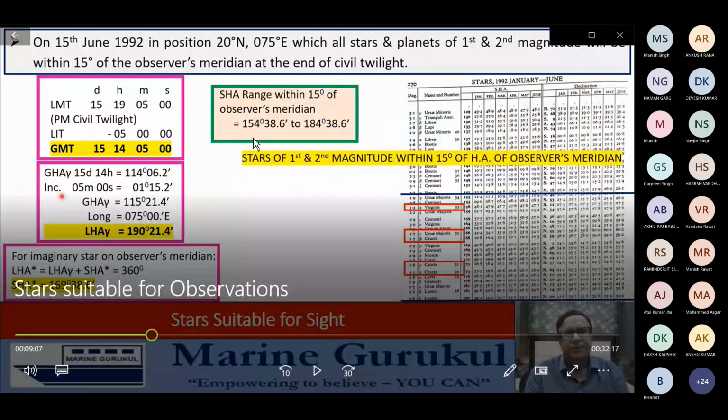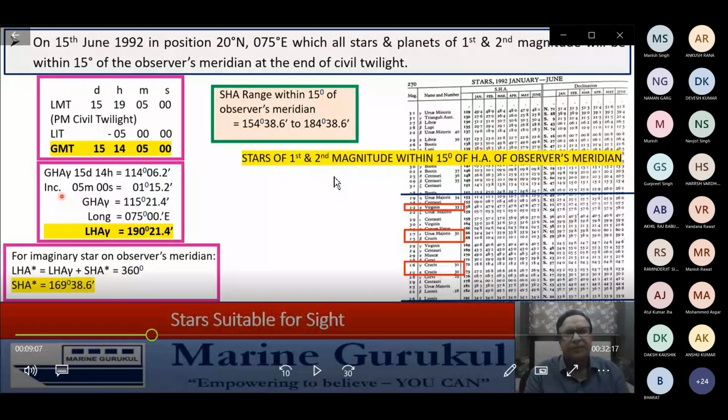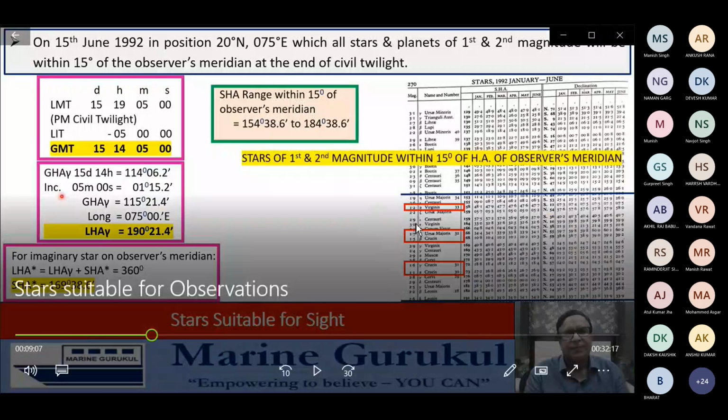Okay, so beta, once we have this range known to us, we now go to the table on page 268. That table lists down the stars in increasing order of SHA. So you can open up that table and you can see 154 onwards up to 184. What are the first and second magnitude stars? We know first and second magnitude are the stars whose magnitude is equal to or less than 2.0. So once you go to that table and you pick up these stars, you will find these 5 stars in the range. So we are now going to list those stars.